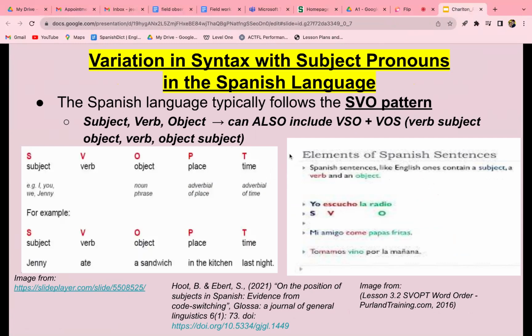It just depends. Here's an example of a subject-verb-object sentence, which is similar to the English language in this example because it's SVO, and we see yo escucho la radio. I listen to the radio. Down below, we see mi amigo come papas fritas.